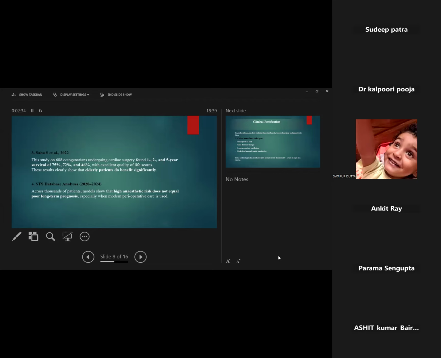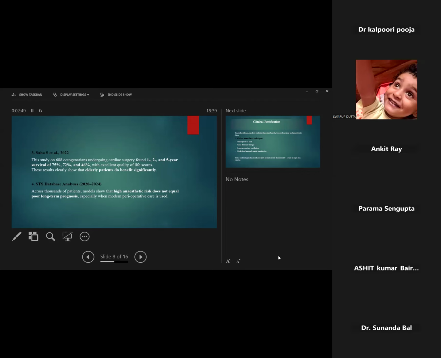Saha et al. This study on 688 octogenarians undergoing cardiac surgery found 1, 2, and 5 year survival of 75%, 72%, and 46% with excellent quality of life scores. So these results clearly show that elderly patients do benefit significantly. Then the STS database analysis from 2020 to 2024 across thousands of patients shows that high anesthetic risk does not equal poor long-term prognosis, especially when modern perioperative care is used.